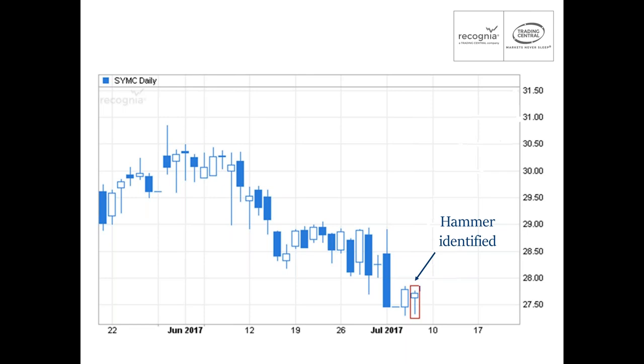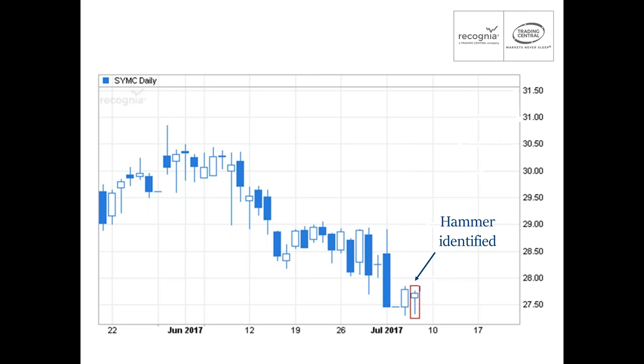Now, you don't want to wait too long, though, because these short-term patterns, as the name suggests, have influence over a short period of time. So typically, candlestick patterns have influence over 10, maybe 20 candlesticks. So you don't want to wait too long before entering a position based on a short-term pattern.